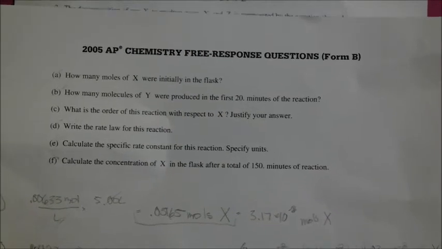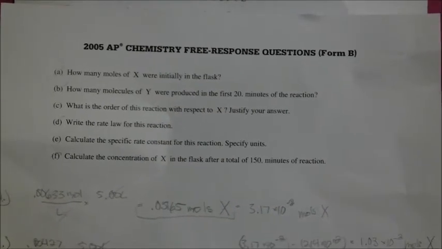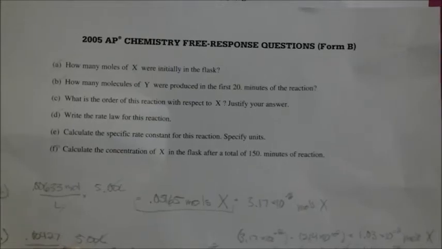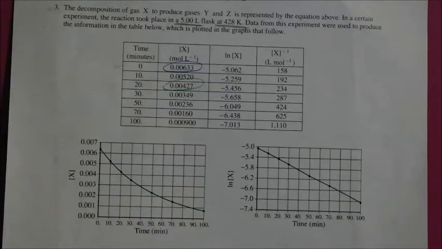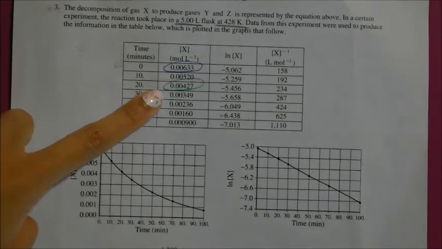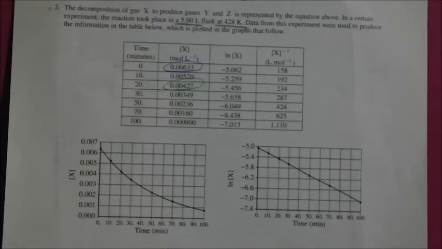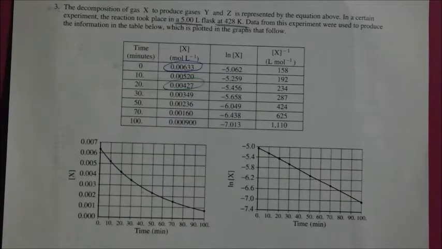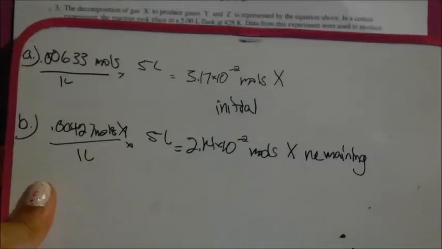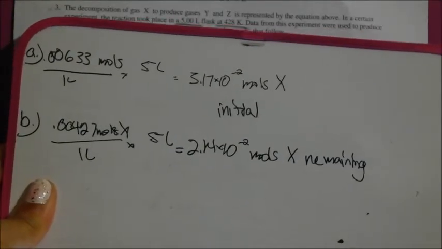Part B reads, how many molecules of Y were produced in the first 20 minutes of the reaction? So what you gotta do is go back to the data chart and at 20 minutes take the moles of X and set it up with another dimensional analysis equation. So the number I circled in green is the concentration of X at 20 minutes.